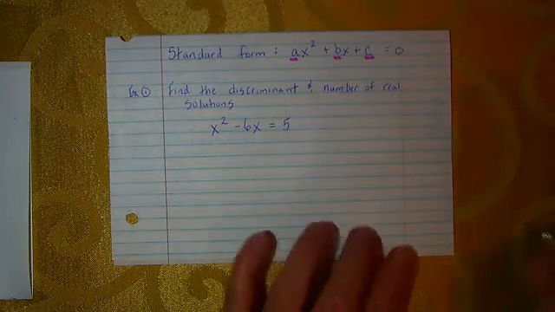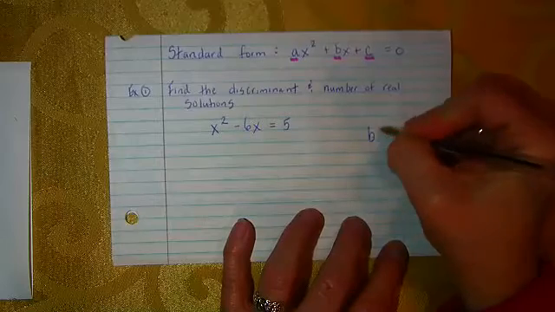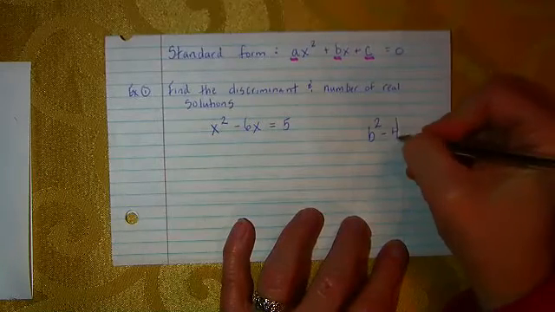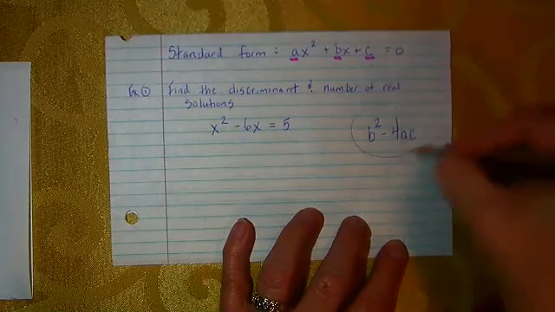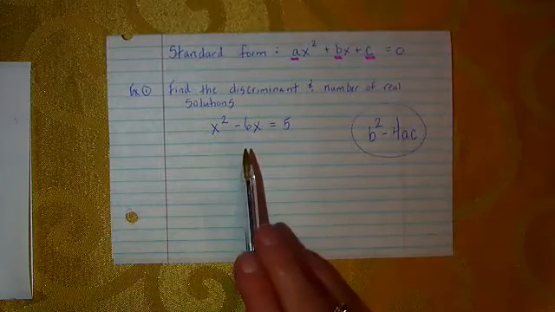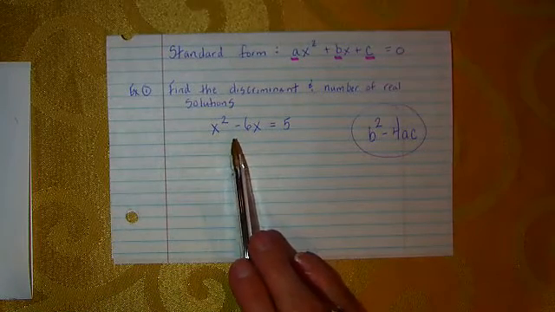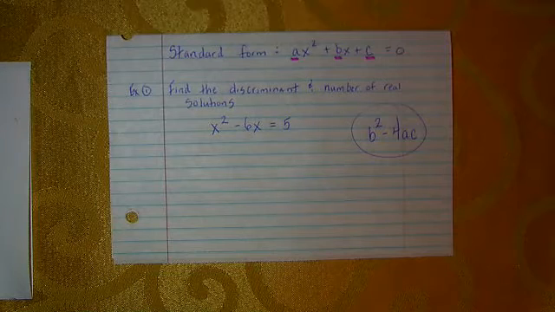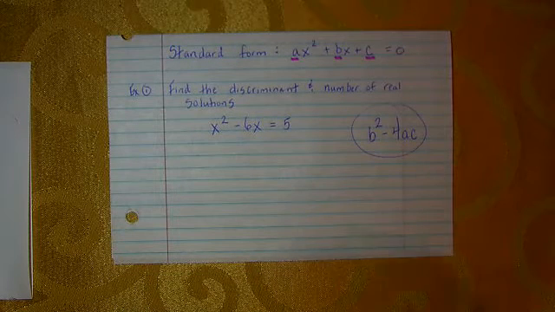All right, so again, our discriminant is just that one little part, b squared minus 4ac. Okay, so this is my discriminant. I'm going to take a look at my equation here. First of all, decide if it's in standard form. If it is, then we're ready to go. We're going to start plugging in our a, b, and c values.